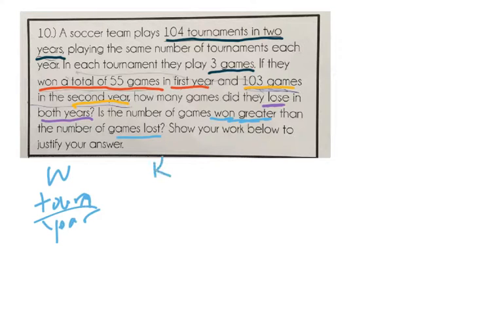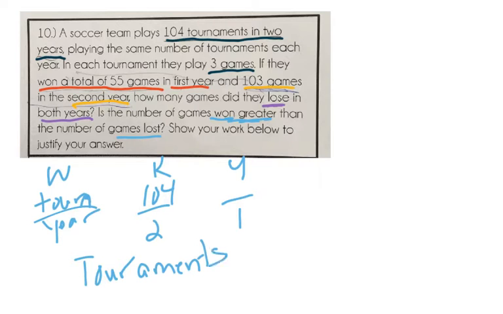And what do we know? We know that they played 104 tournaments in 2 years, and I'm going to try to figure out how many they played in 1 year. That should be easy. We can figure that out pretty easily. So how do I get from 2 to 1? You know what you're going to do. That's going to tell us how many tournaments they played in each year. So that takes care of that part.